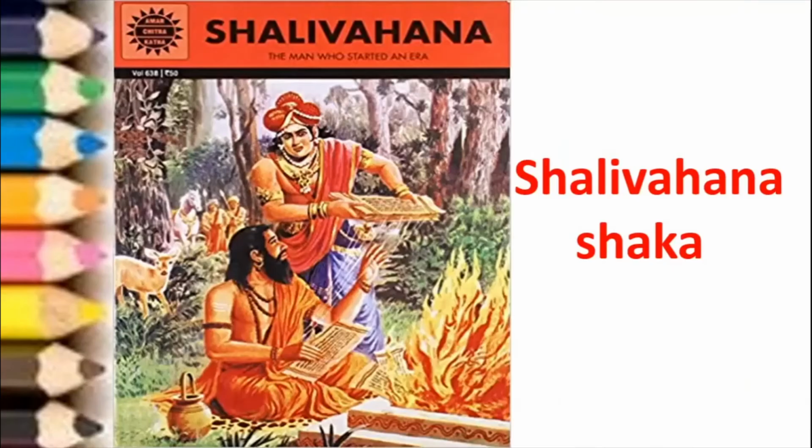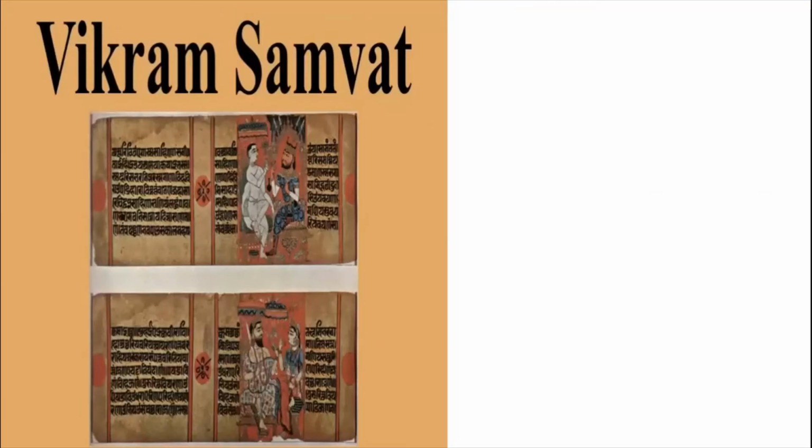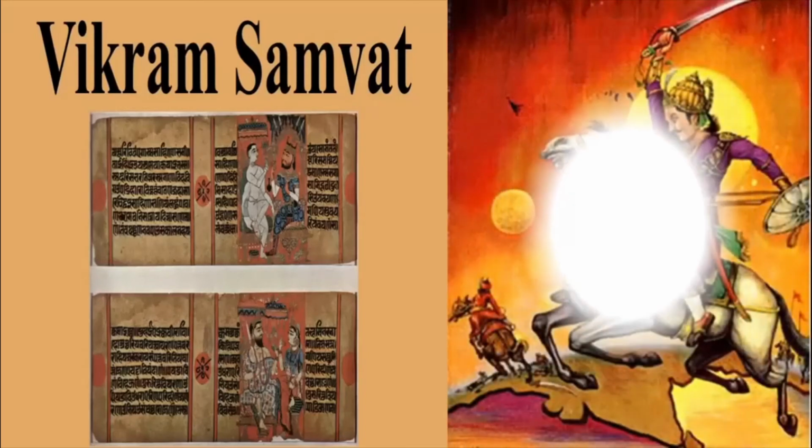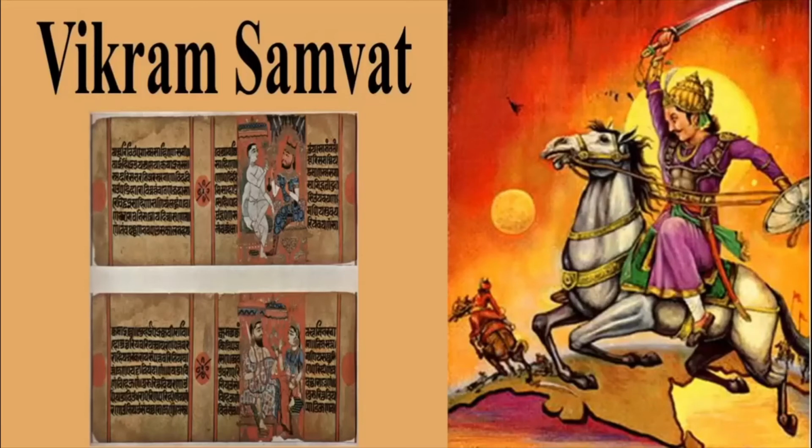Okay, we also have another Shaka called the Shalivahana Shaka. Now, Shalivahana is a very legendary ruler of ancient India, and he ruled over an area called Pratisthana, which is the current day Paitan in Maharashtra. So the birth of, you can say, King Shalivahana also started a new era called the Shalivahana Shaka. You also have a similar era called the Vikram Samvat, which was commemorated in the memory of King Vikramaditya.